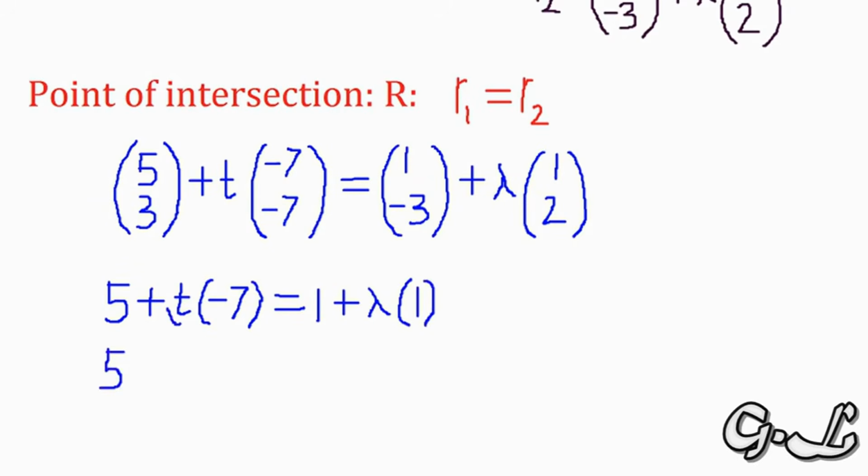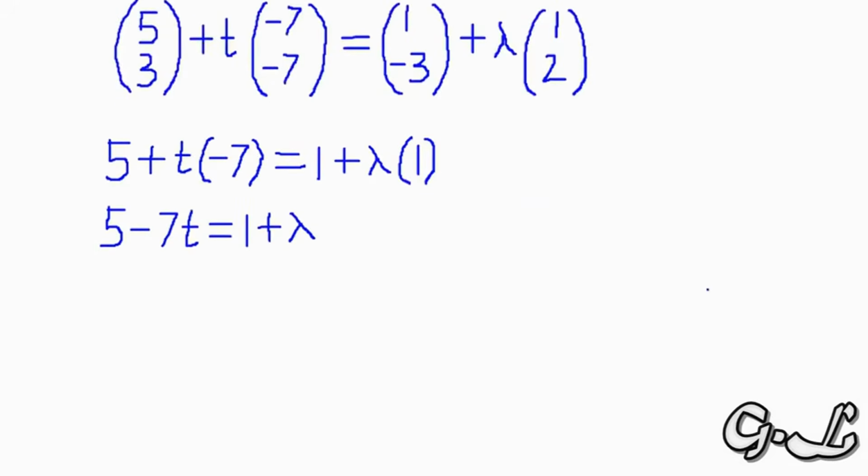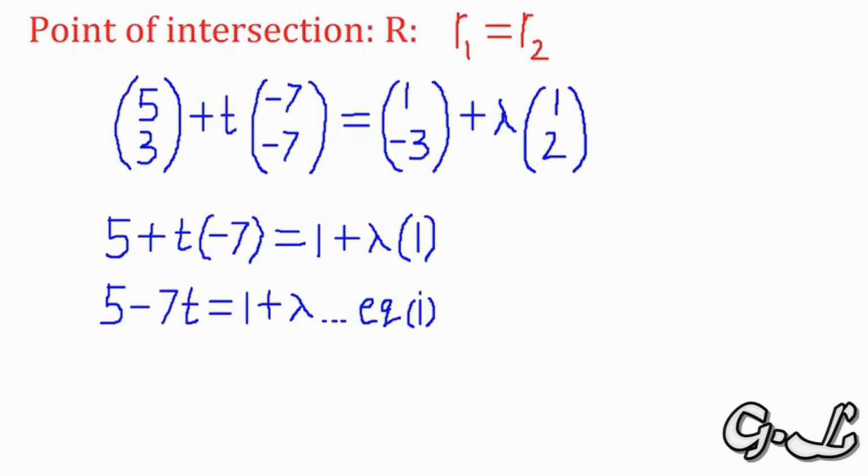So it is going to be like that. When you try to consider the simplification, t times -7 is going to give you negative 7t, and that is equal to 1 plus lambda times 1, which is lambda. So that is what we're going to have. This is the first equation that we have. This is equation number 1.